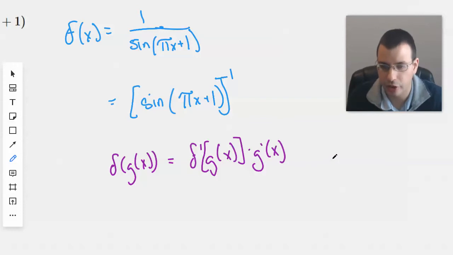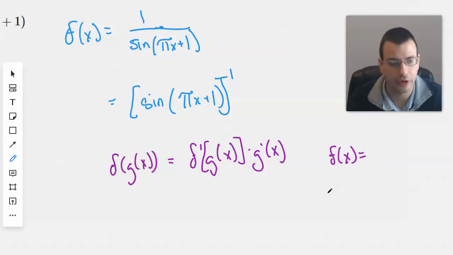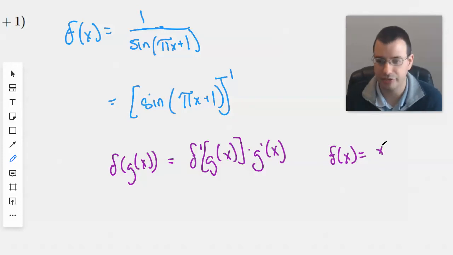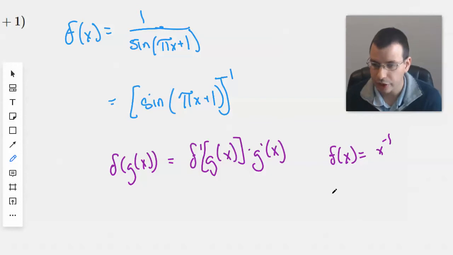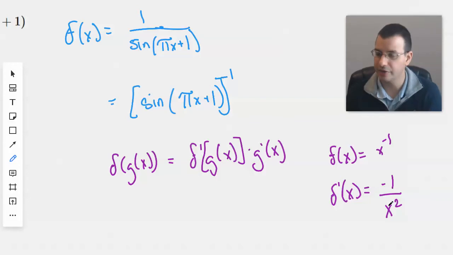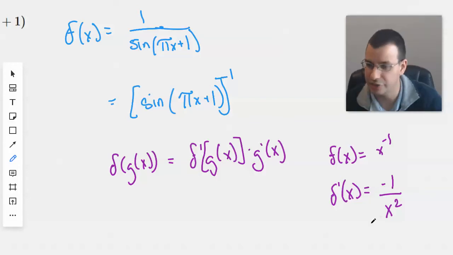So for here, though, we have f of x equals, so the outside function is the power rule. So it'd be x to the negative 1. So f prime of x would equal negative 1 over x squared. So it'd be negative 1 x to the negative 2, but x to the negative 2 is just 1 over x squared.